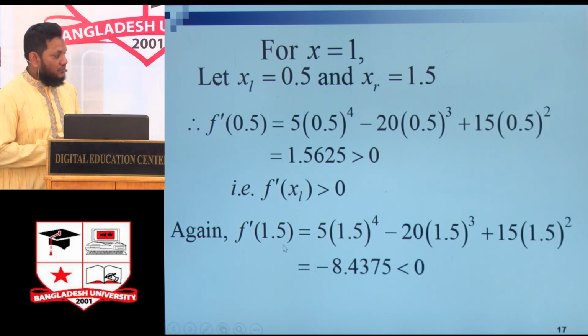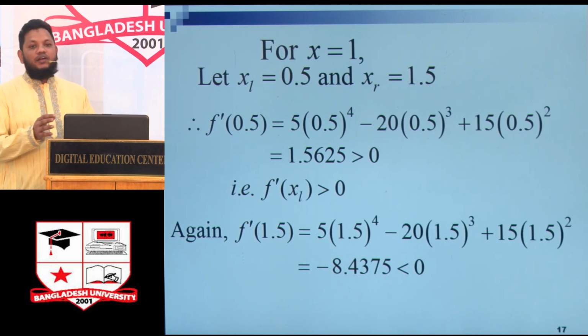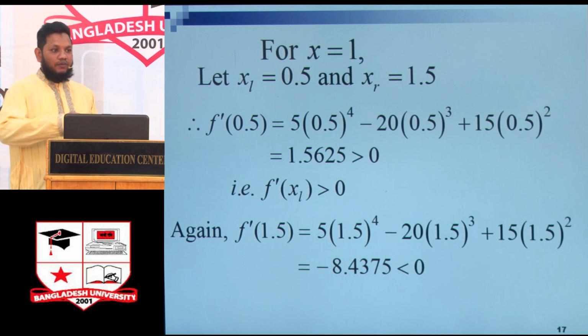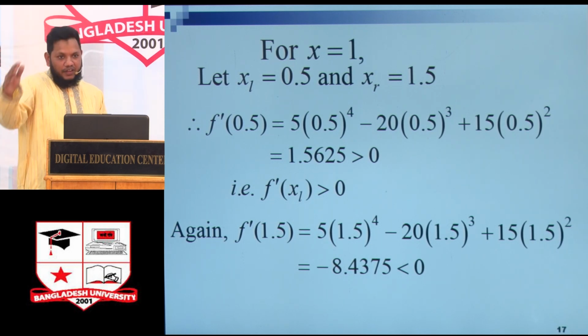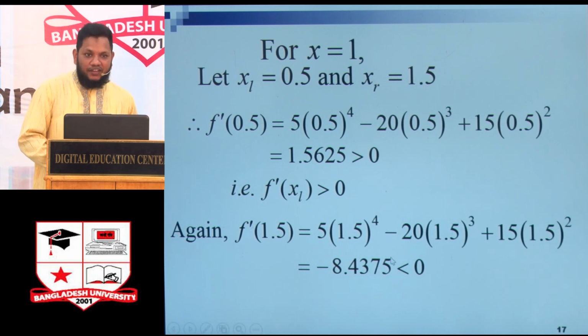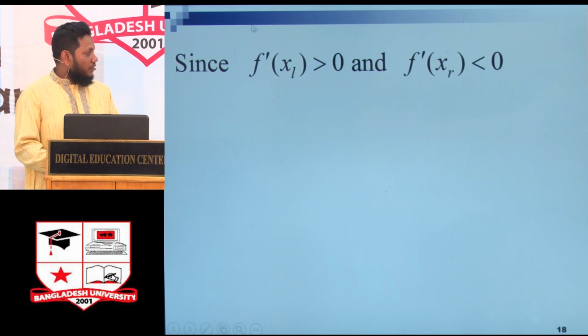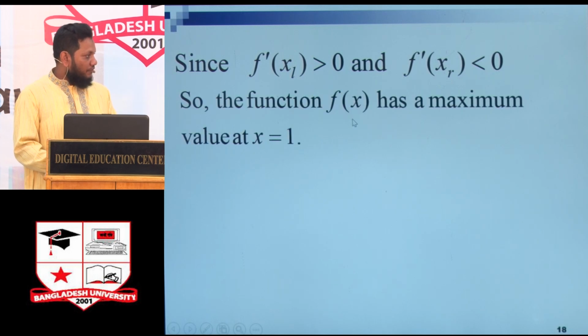Now we can check the right side of the stationary point 1, that is f prime 1.5. This result is minus 8.4375. So this one is negative. So the function is positive, then negative. So we can say the stationary point is a maximum point. Since f prime xl is positive and f prime xr, that is the right side, is negative, the function f of x has a maximum value at x equal to 1.